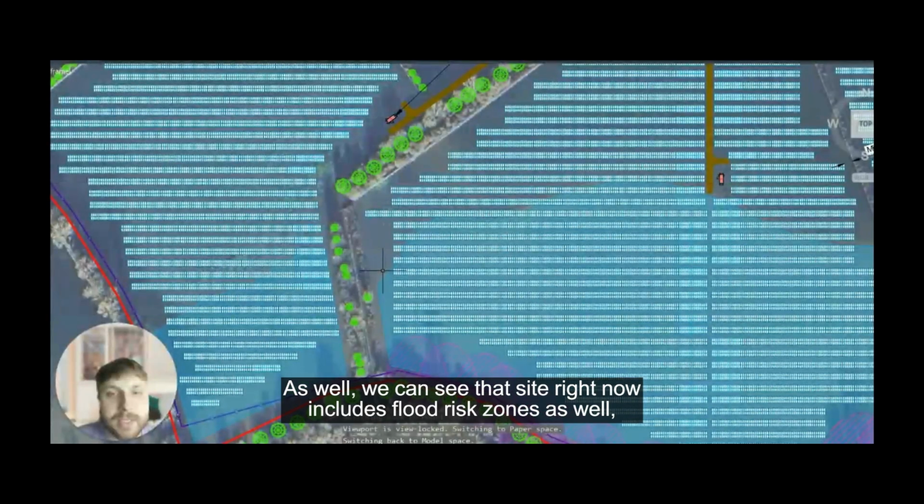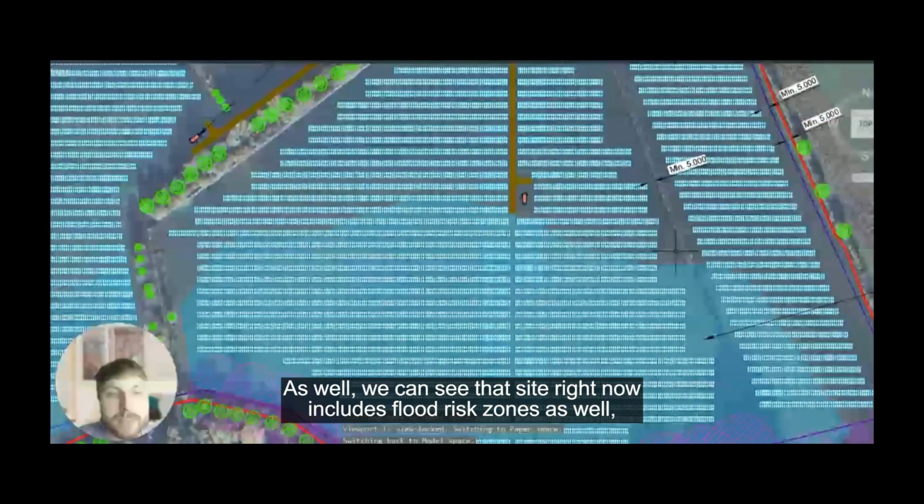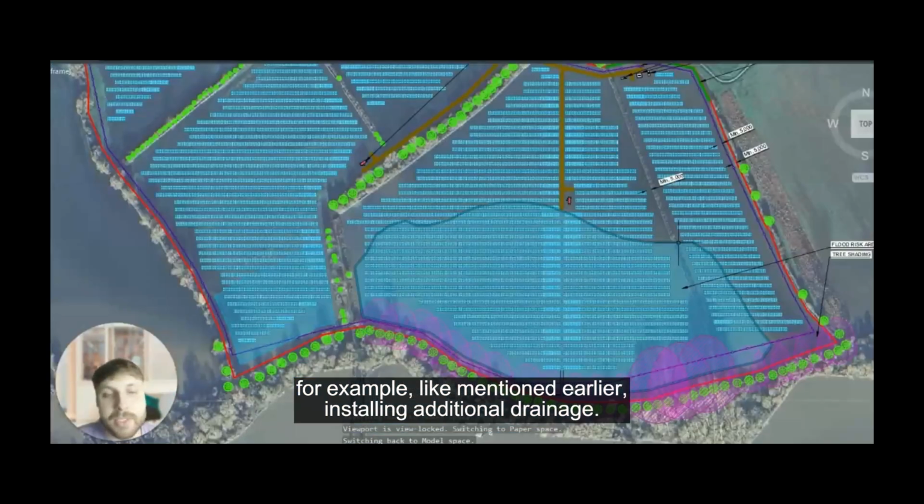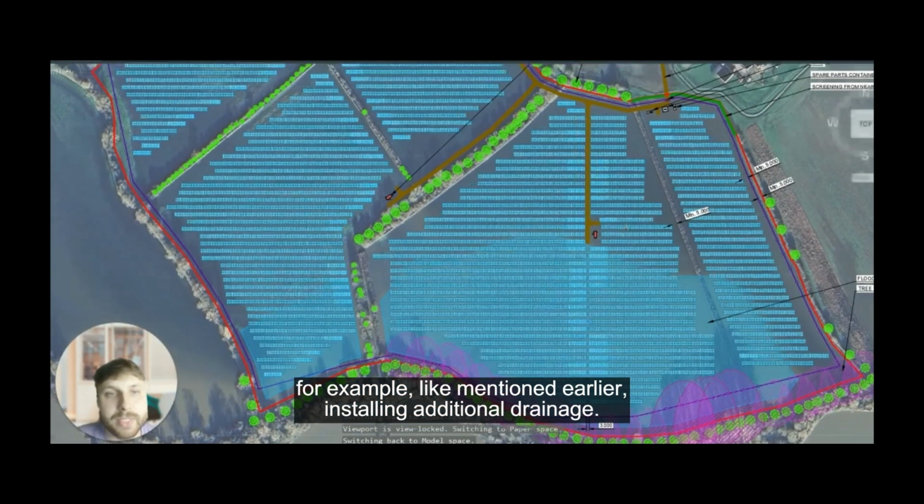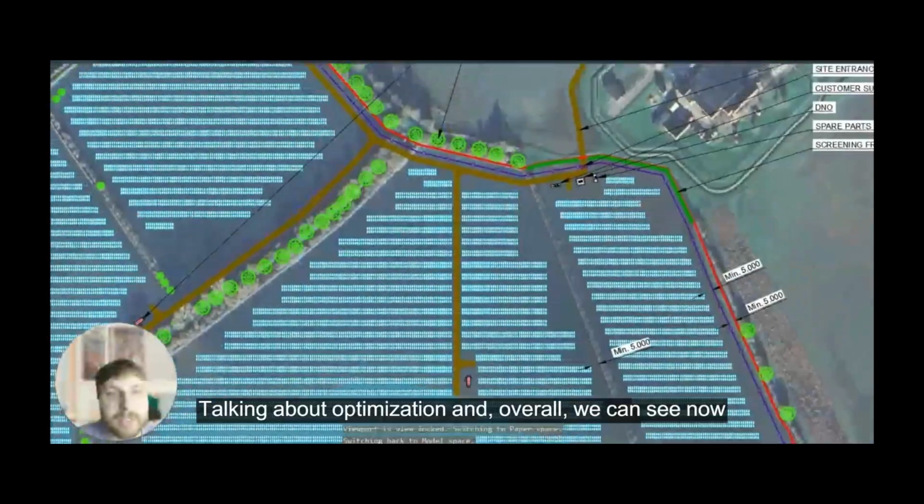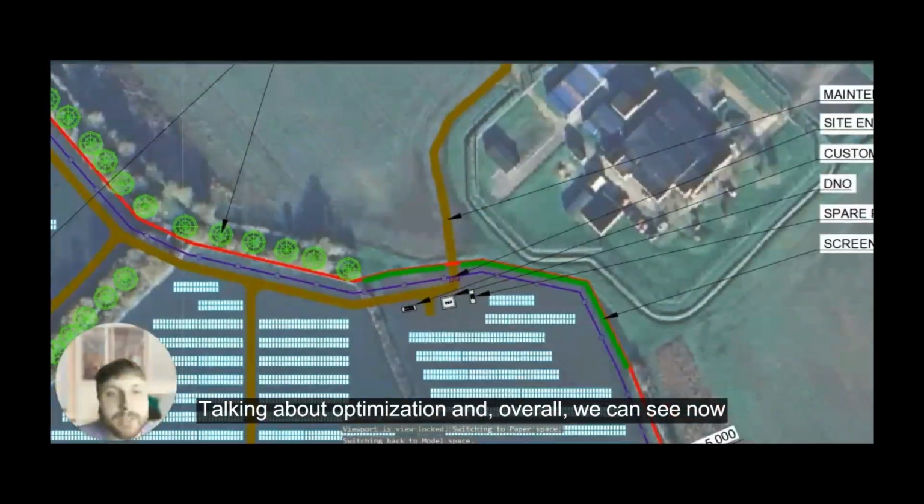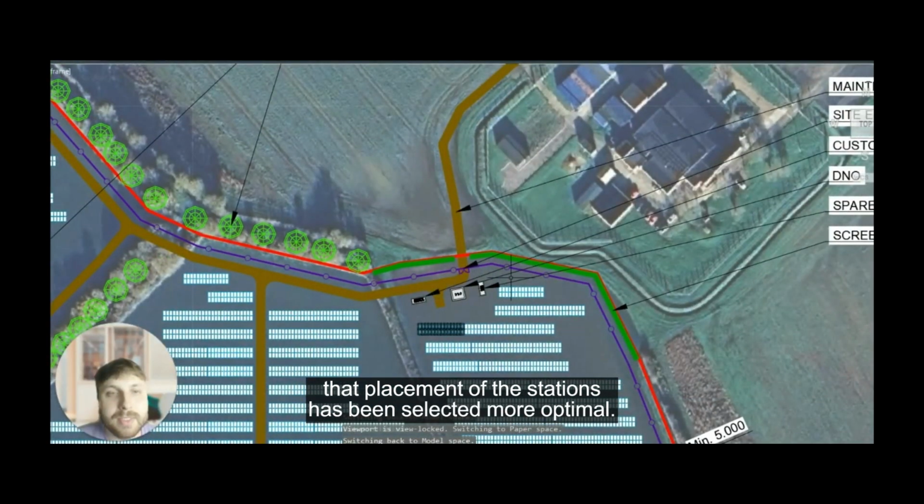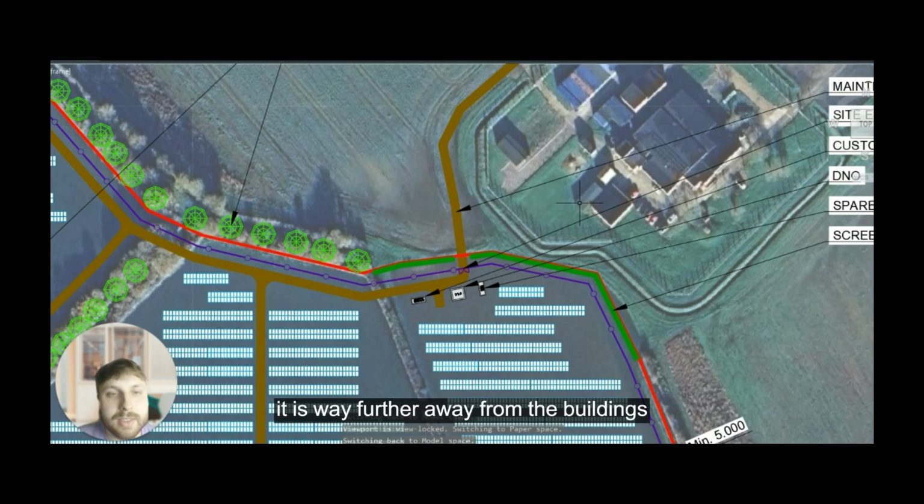As well, we can see that the site now includes flood risk zones. So the client understands that he should take some sort of safety precautions, for example, like mentioned earlier, installing additional drainage. Talking about optimization overall, we can see now that the placement of the stations has been selected more optimally. It is way further away from the buildings as well.